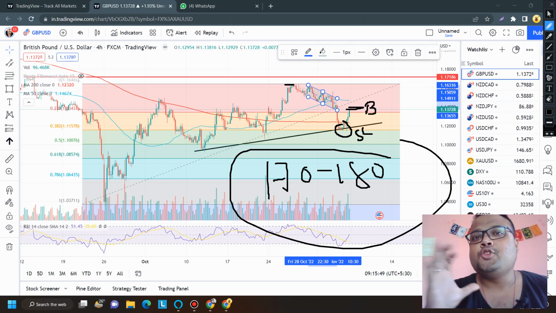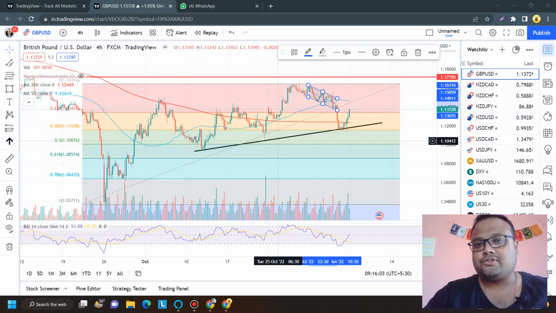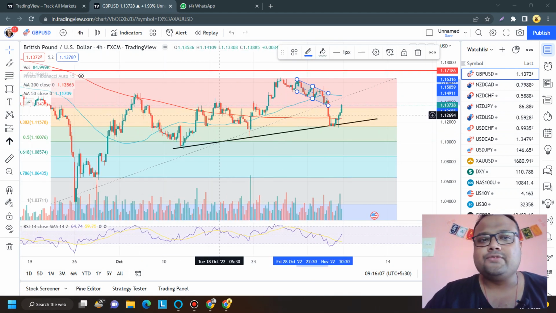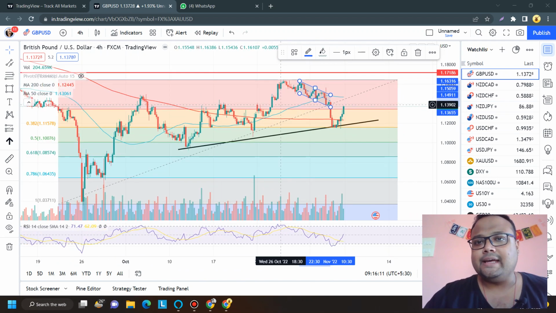So see, stop loss is never wrong. If you think that your stop loss is too big, then there is nothing wrong with the stop loss. The problem is with the position. So right now, if you take a buy position here, your risk to reward ratio will not match. And as we can see, the market is following the trend line, as well as the Fibonacci retracement levels.